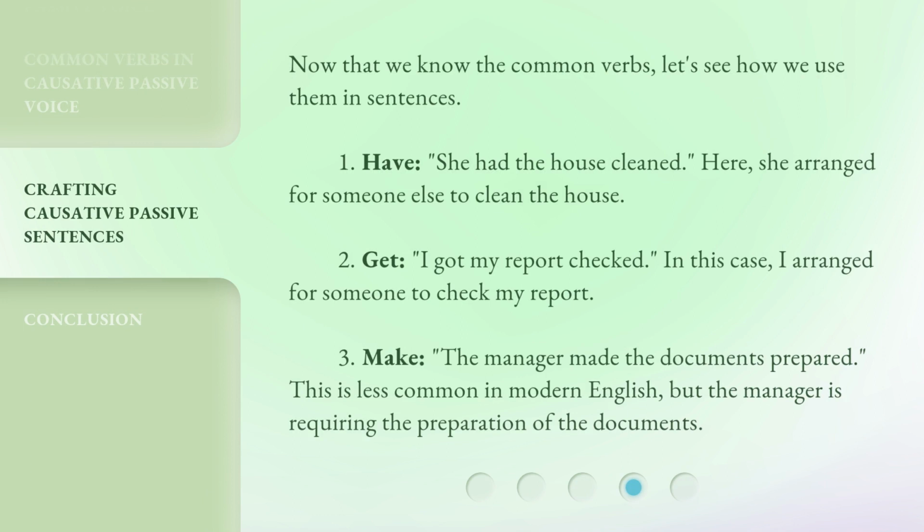Now that we know the common verbs, let's see how we use them in sentences. 1. Have. She had the house cleaned. Here, she arranged for someone else to clean the house. 2. Get. I got my report checked. In this case, I arranged for someone to check my report.